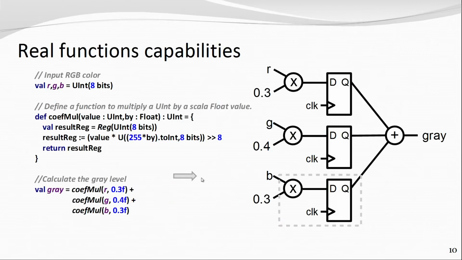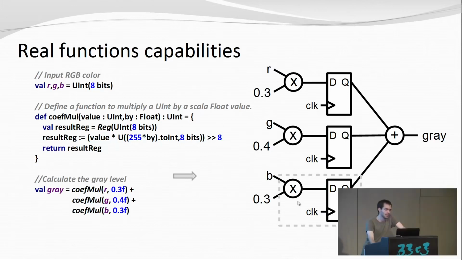Then, let's take another example. Let's imagine you have an RGB color input, and you want to calculate the gray level of those inputs by multiplying each of them with a constant coefficient. Here we can see we have the same pattern 3 times. Basically, you have unsigned signals and a floating point constant, and then as output, you get the output of a register. So you have this pattern 3 times.